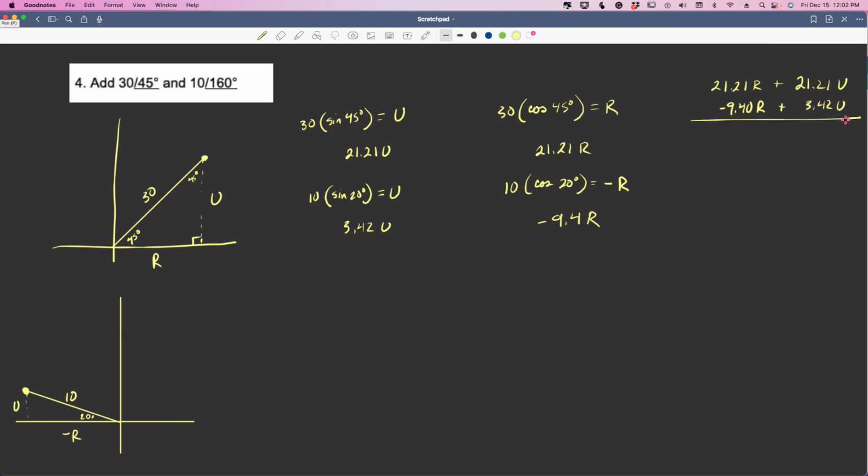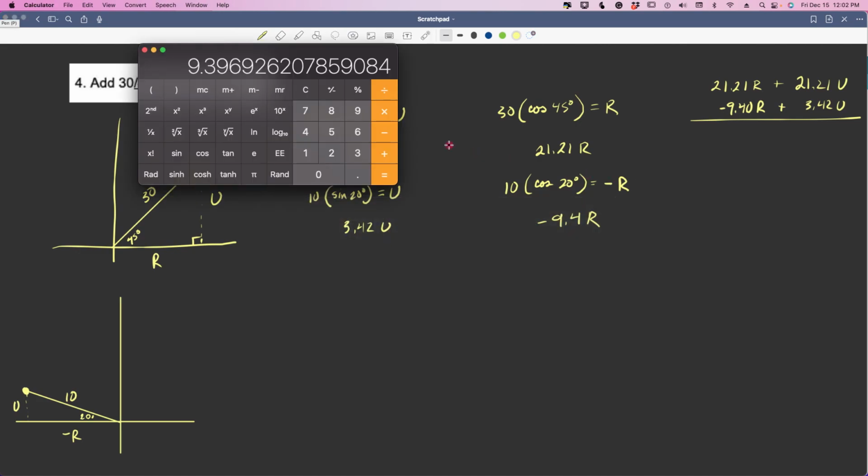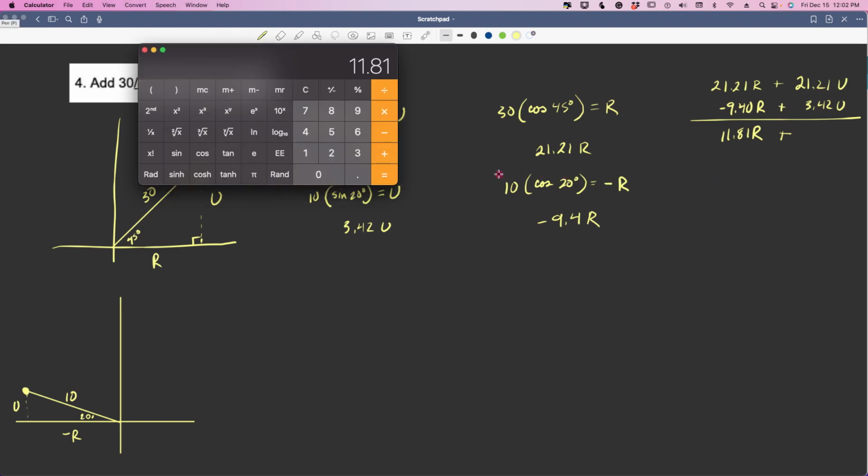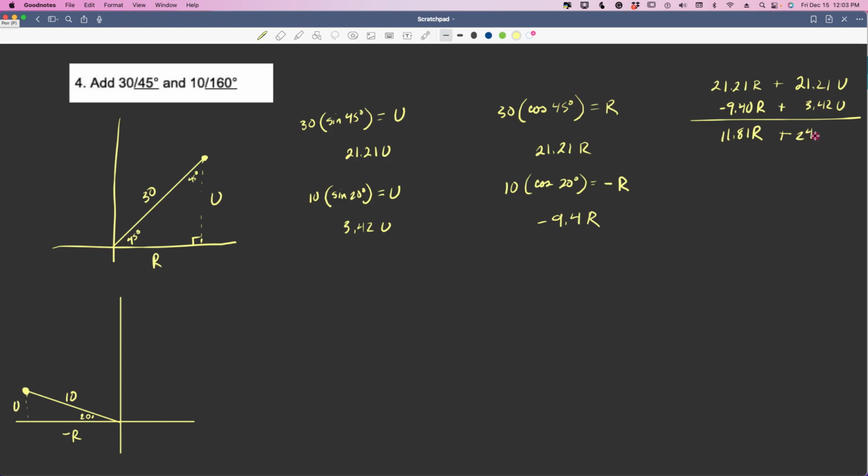3.42 u. Combine those together, and we can just use our calculator because Miss Tracy is lazy right now, and I'm on vacation, so I can use my calculator if I want to. 21.21 minus 9.4, that's 11.81, so 11.81 r plus 21.21 plus 3.42, 24.63. So 24.63 u, and that would be your answer. That's what we're looking for.